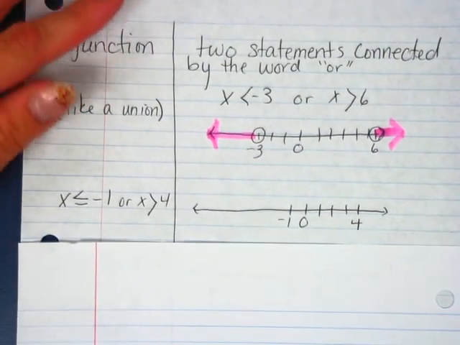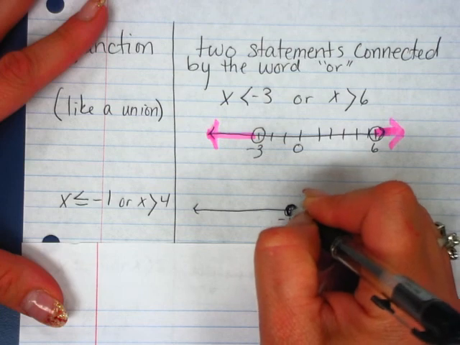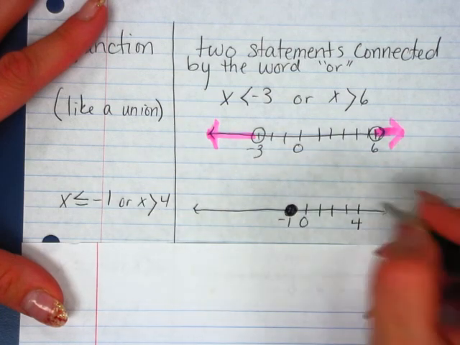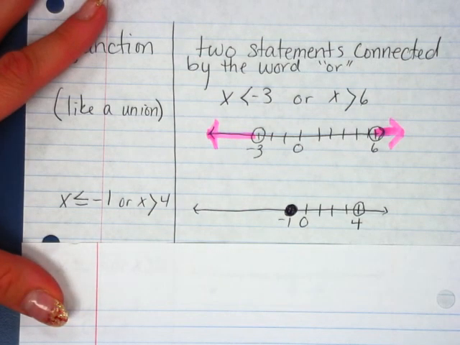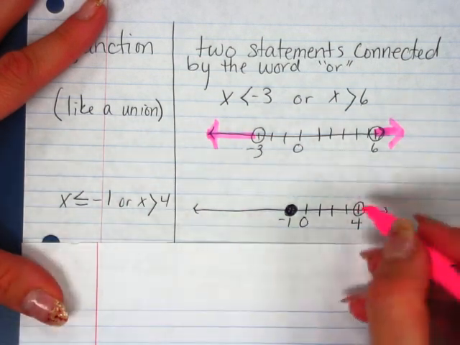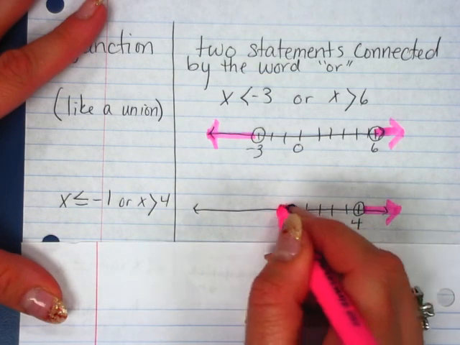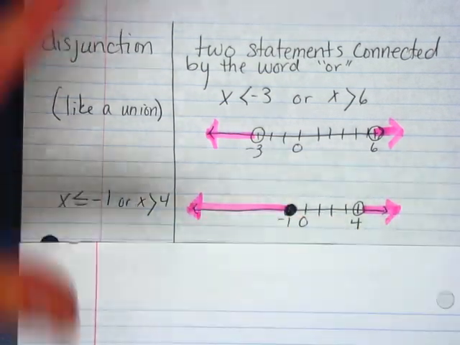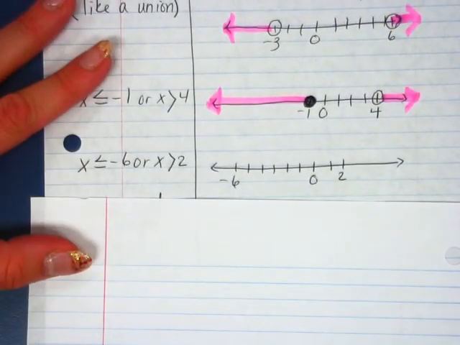Let's do another one. X is less than or equal to negative 1. Let's fill in the hole. X is greater than 4. So again, if x is greater than 4, we're looking at this direction. X is less than 1, we go in this direction. It's a disjunction. Okay, let's try one more like that with a disjunction.